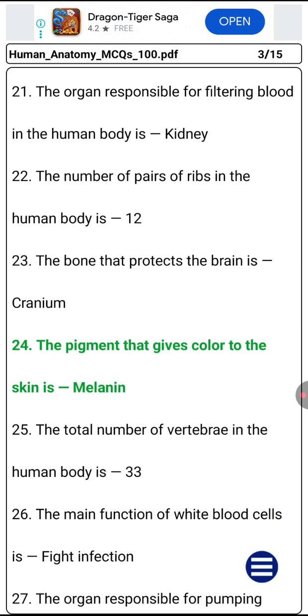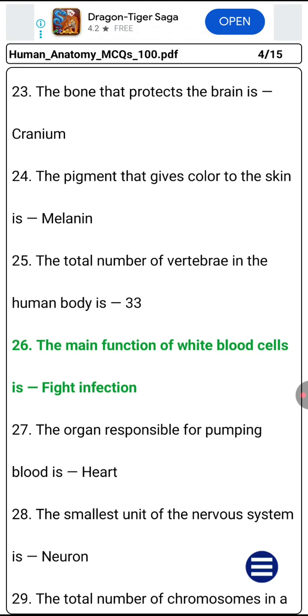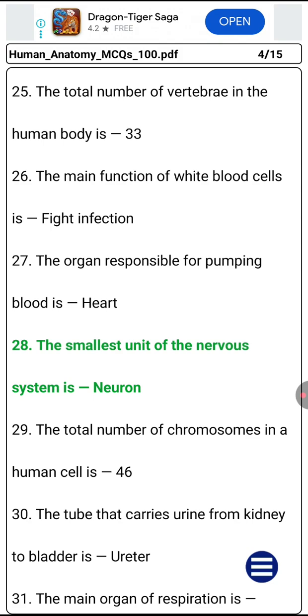24. The pigment that gives color to the skin is melanin. 25. The total number of vertebrae in the human body is 33. 26. The main function of white blood cells is fight infection. 27. The organ responsible for pumping blood is heart. 28. The smallest unit of the nervous system is neuron.